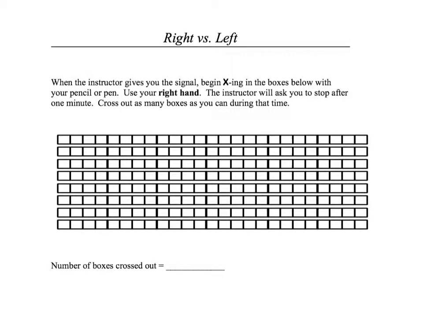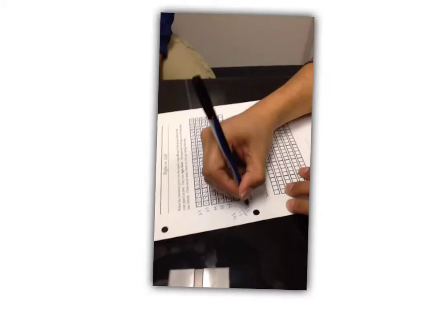In a class, students were asked to X each of these boxes, first with their right hand and then again with their left hand, for a minute at a time, and figure out how many boxes they were able to cross out in that minute. The worksheet looked like this. To put you more in the moment of the experiment, here's an example of what happened in the class.